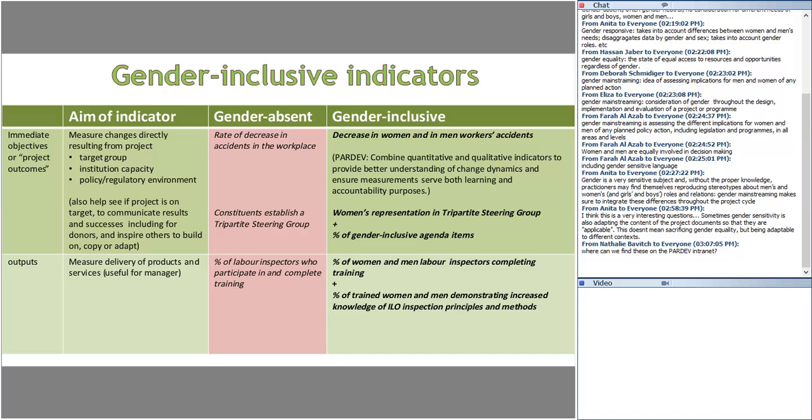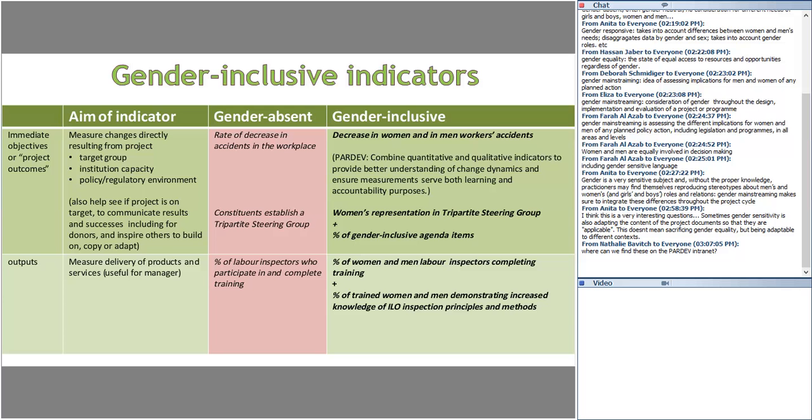I've given you an example. At least I'm going to make this quantitative indicator gender inclusive. I'm going to track the percentage of both women and men labor inspectors who have completed the training. Because we know, for example, that workers are much more intimidated. Let's say if I want to tell a labor inspector there's sexual harassment going on here, it's going to be much more difficult for a young woman to tell that to perhaps an older male labor inspector than it would to a younger female labor inspector.